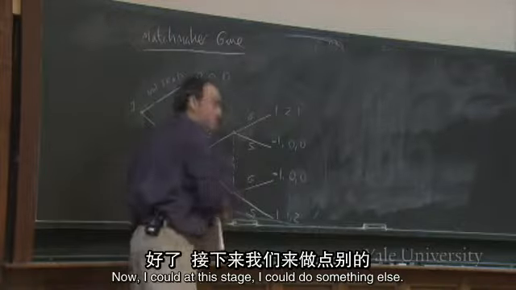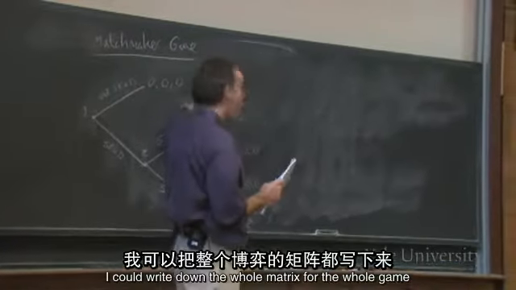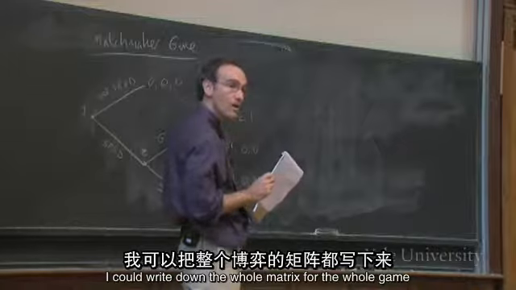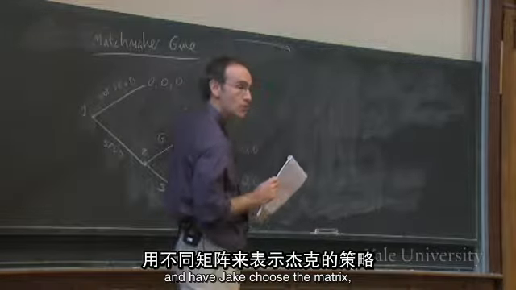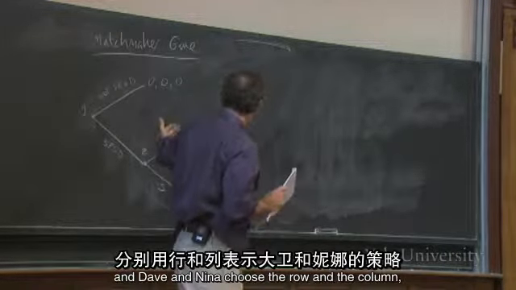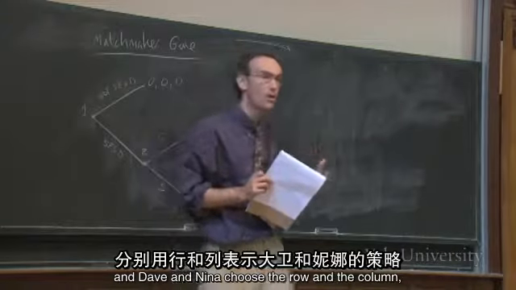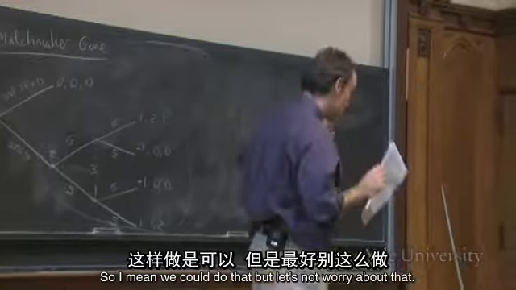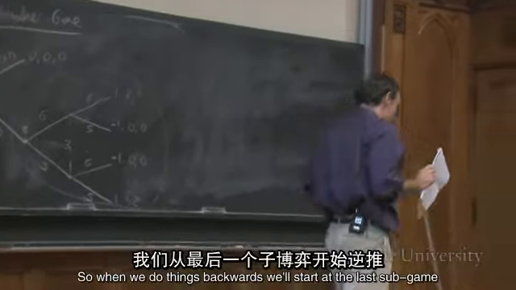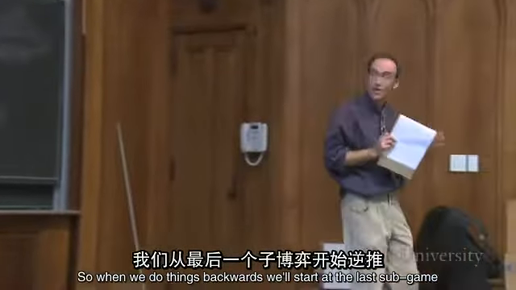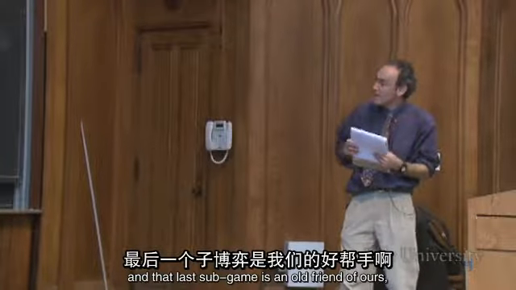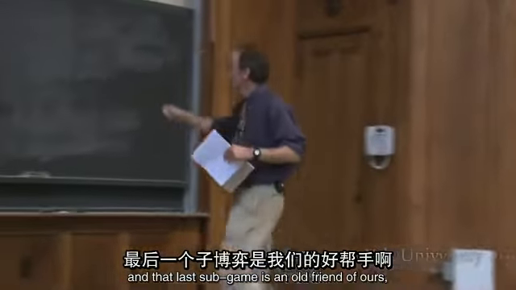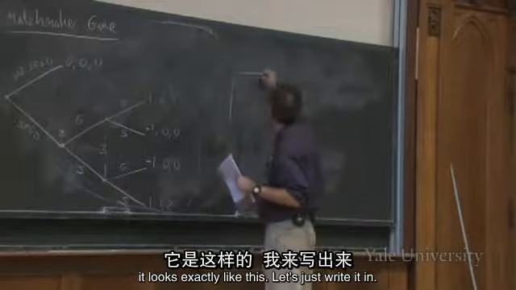Now, I could, at this stage, do something else. I could write down the whole matrix for the whole game and have Jake choose the matrix and Dave and Nina choose the row and the column, but that's going to get us astray. So we could do that, but let's not worry about that. Let's just start doing things backwards. When we do things backwards, we'll start at the last subgame, and that last subgame is an old friend of ours. It looks exactly like this. Let's just write it in.